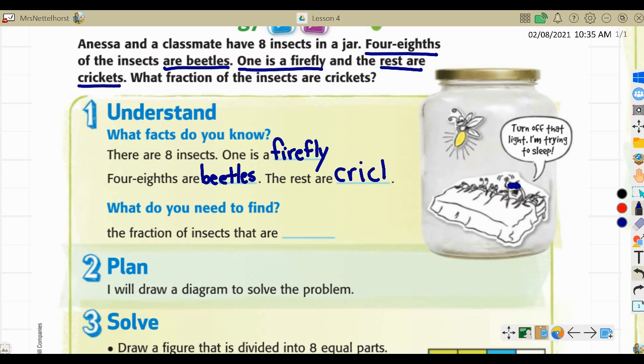So our question is, let's see, what do you need to find out? The fraction of insects that are crickets. That's what our question asks. Let me highlight it so it looks different from our facts. Make it a little thicker because my letters are big. So my question is, what fraction of the insects are crickets? So that's what we need to know.